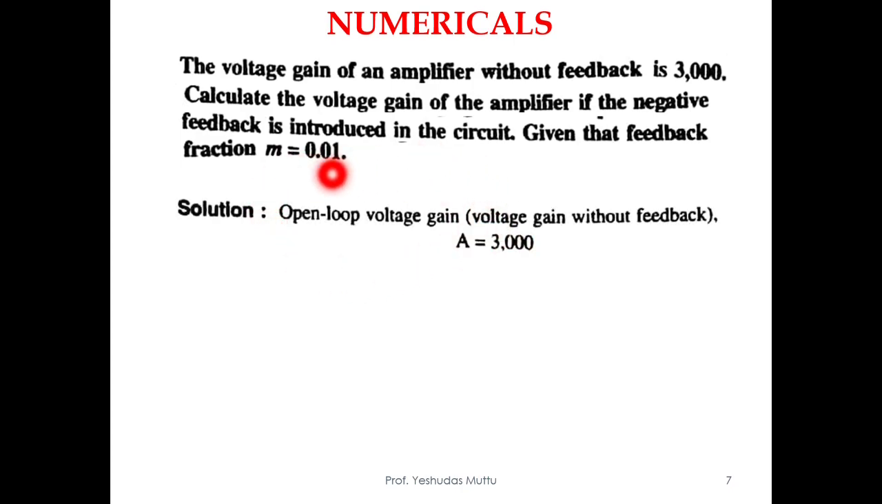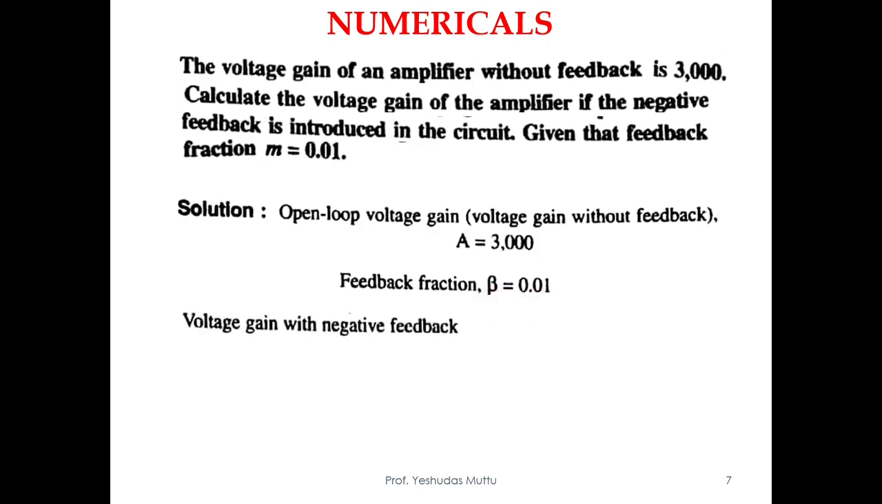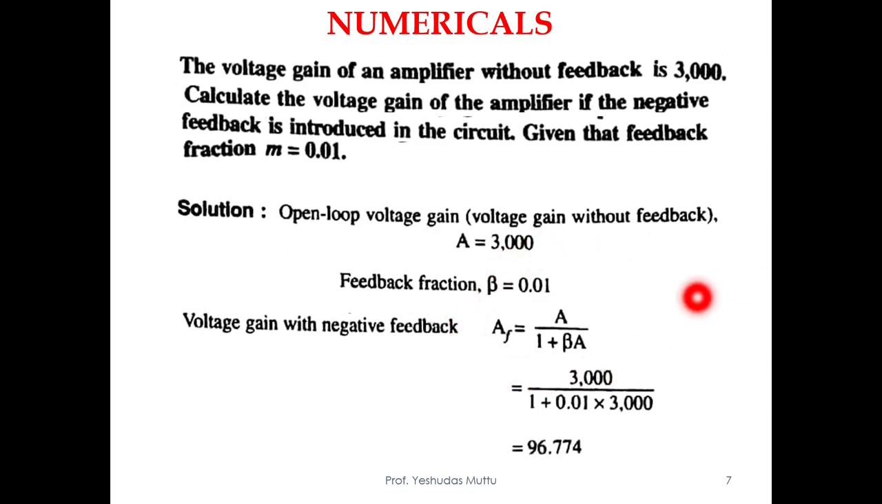So open loop voltage gain, as I told you all earlier, voltage gain without feedback is also named open loop voltage gain. A is equal to 3000 given to you. What is asked is AF, and again feedback fraction beta is given to you as 0.01. Use the formula, it's quite simple. AF is equal to A upon 1 plus beta A. Substitute, you're going to get some answer. Please note this and do check these answers. Okay, let's move to the next problem.